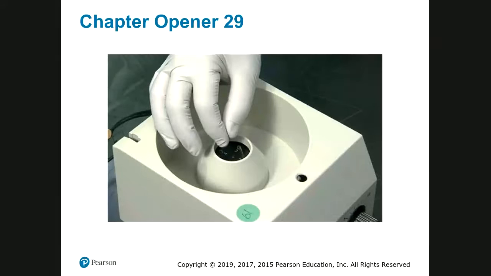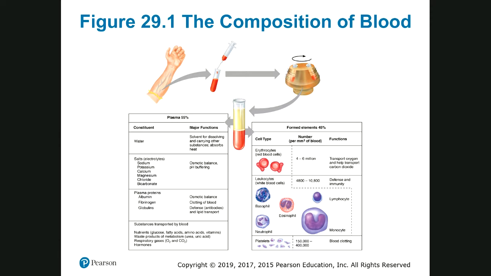So once you collect the blood from your little finger, you put it in a tube and you centrifuge it for about 5 minutes. And you can determine the composition of your blood. 55% represents the plasma, and 45% represents the formed elements.